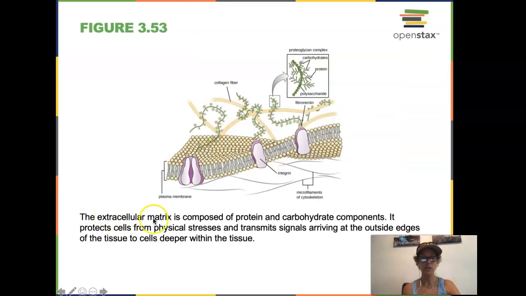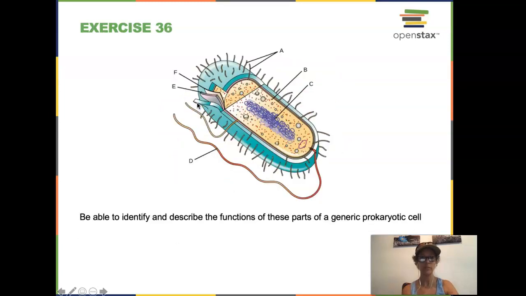The extracellular matrix means it's outside the cell. So this is looking at an animal cell. We've got collagen and we have fibronectin. They are components that help to cushion the cell surface. Animal cells do not have cell walls, so we need something to protect that plasma membrane. So we have our extracellular matrix.